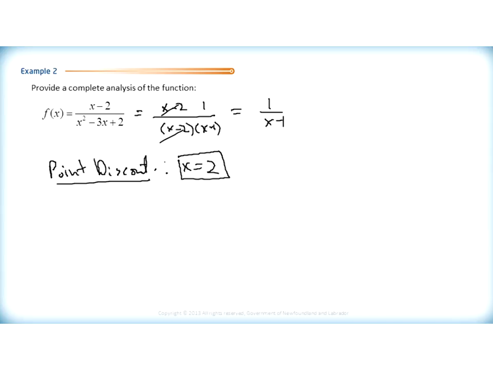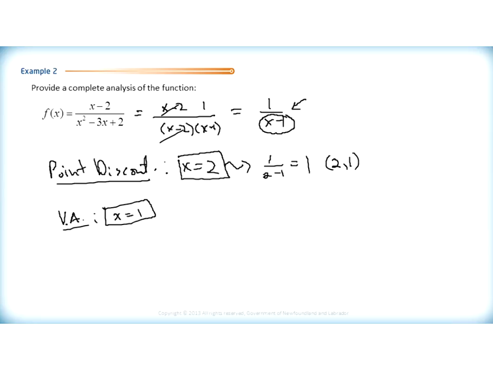We should probably find the y-coordinate that's also not going to be allowed at that point. So we'd fill that into here, and if x equals 2, we get 1 over 2 minus 1, which is just 1. So our point discontinuity is going to be at 2 for x, 1 for y. Okay, let's check for asymptotes. We will have a vertical asymptote for this graph, and it will occur at the root of the denominator that didn't cancel. So when x equals 1, we've got a vertical line that we'll get close to and never touch. Then we'll look for horizontal and oblique asymptotes.